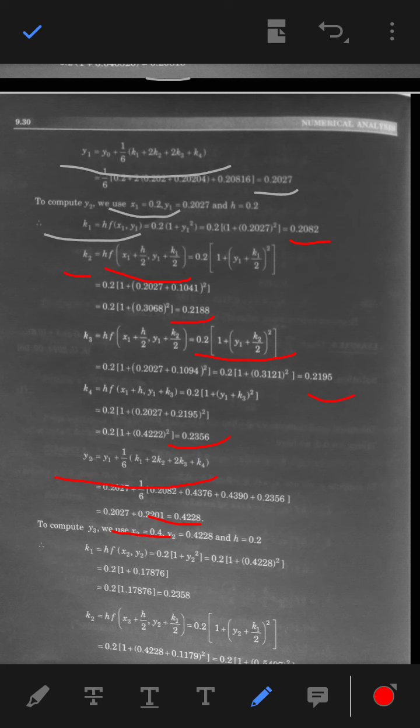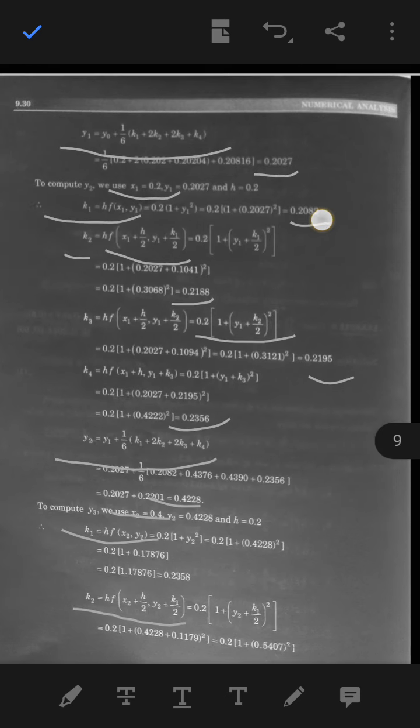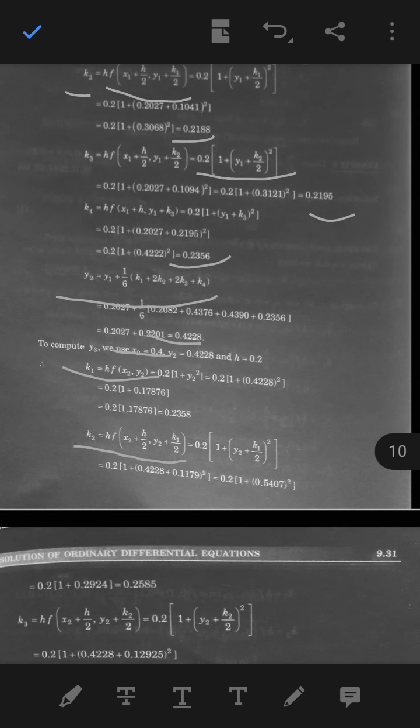When we find k1, we will write it as h into f of x2, y2. The value of k2 will be h into f of x2 plus h by 2, y2 plus k1 by 2. Then we will replace the function. What was our function? 1 plus y square. So this will be 1 plus y, replacing y by y2 plus k1 by 2, so this is y2 plus k1 by 2 square here.